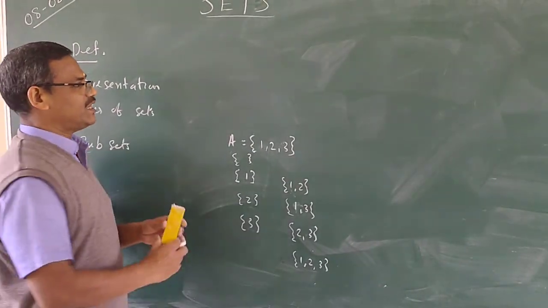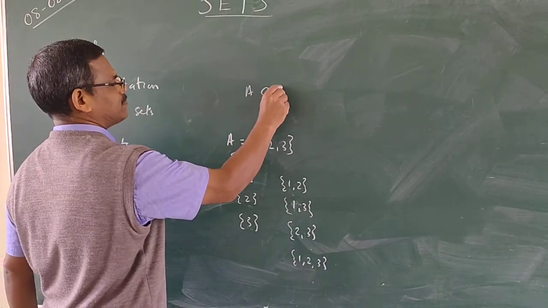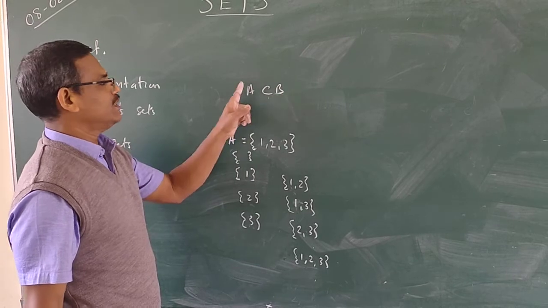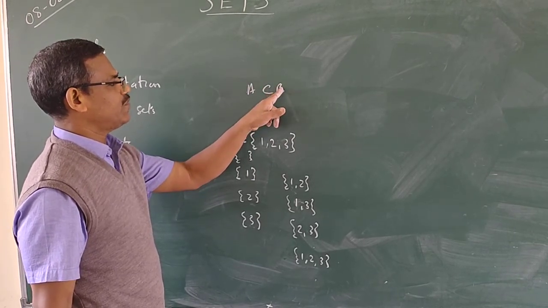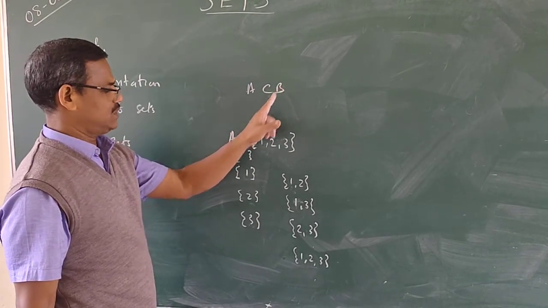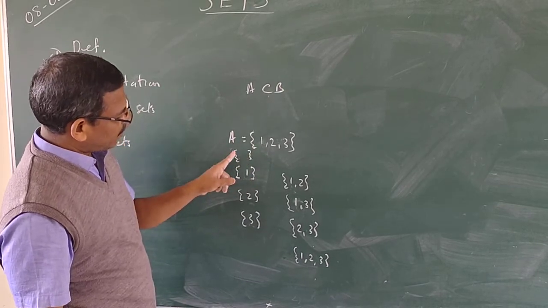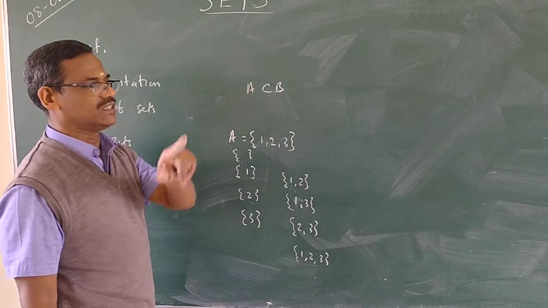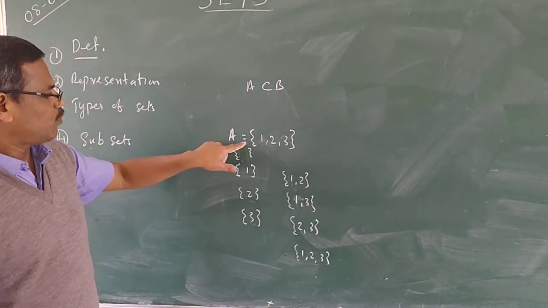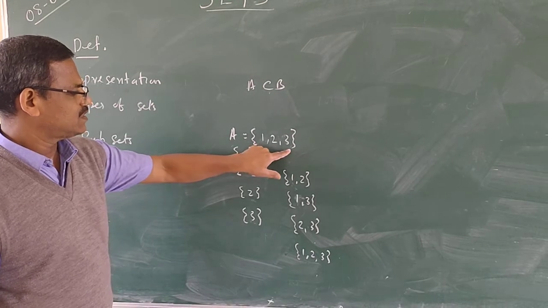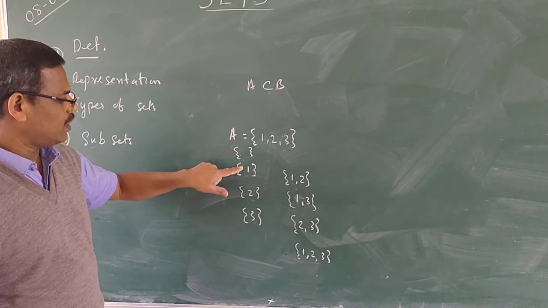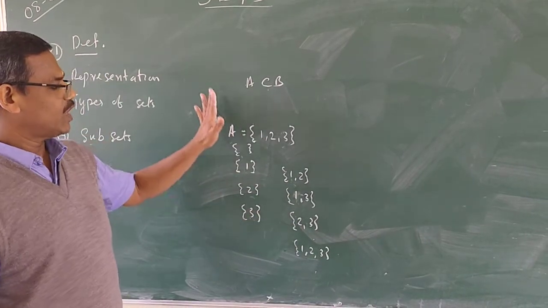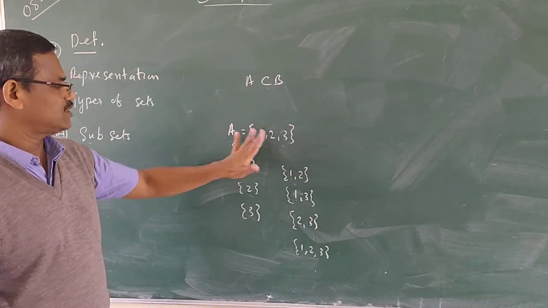So the subset definition is: when we say A is a subset of B, all the elements of A must be there in B. Here we say A is a subset of B and we can call B a superset. And see here, the null set and the set itself are always considered subsets. So for this three-element set, how many subsets are there? 1, 2, 3, 4, 5, 6, 7, 8. So you have 8 subsets for the set.